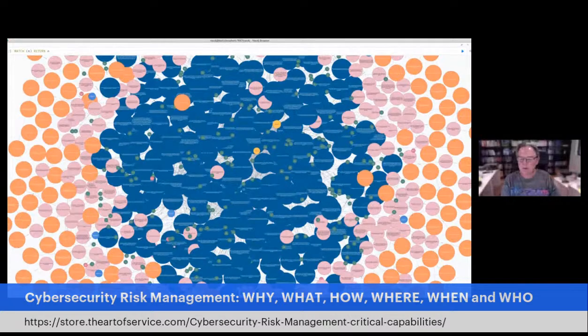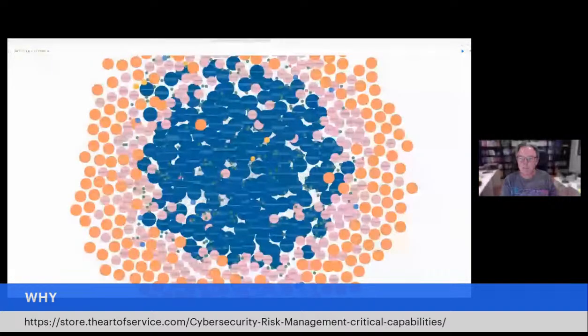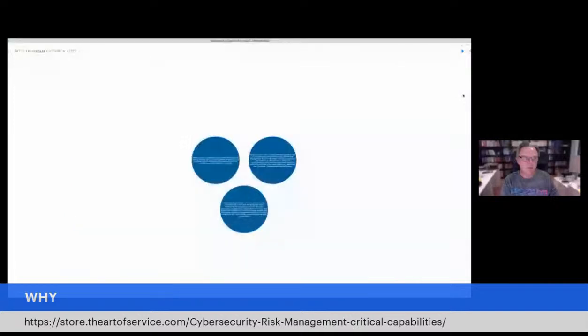Let's start with the how. Sorry, the why. Start with why. The why is why we need to focus on cybersecurity risk management. I'm going to go to my console here and enter the highest prioritized critical capabilities, which tell exactly why I need to focus on this. The highest priority critical capabilities. Let's have a look. Zoom in.